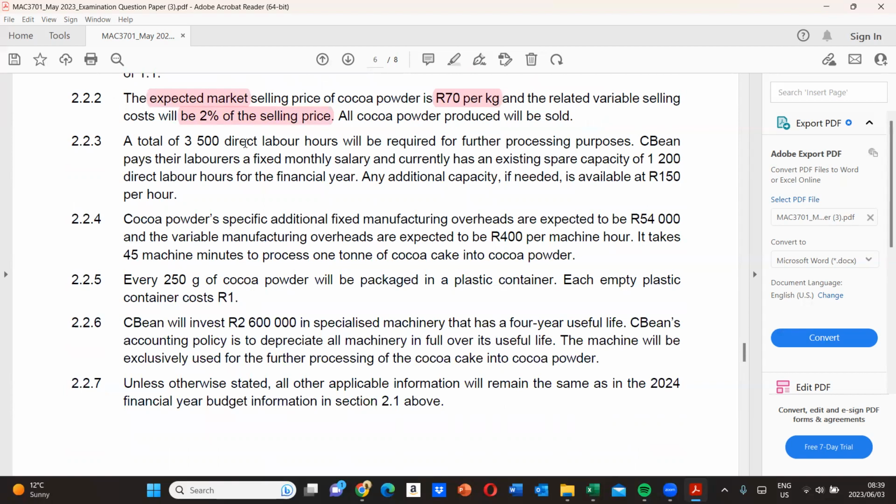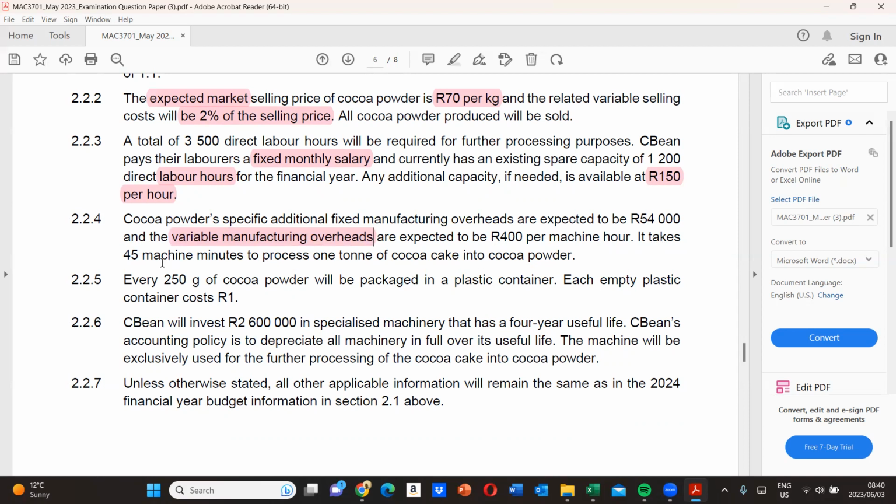A total of 3,500 direct labor hours will be required for further processing purposes. Bean pays their laborers a fixed monthly salary and currently has an existing spare capacity of 1,200 direct labor hours for the financial year. Any additional capacity, if needed, is available at 150 Rand per hour. Cocoa powder specific additional fixed manufacturing overheads are expected to be 54,000, and the variable manufacturing overheads are expected to be 400 per machine hour.